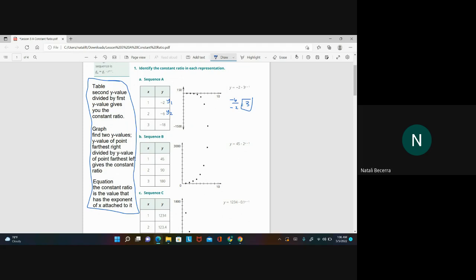Okay, and to see if you did it right, whenever they give you an equation, it says the constant ratio is the value that has the exponent of x attached to it. So if you look here, that's the one. And you see we got the same thing. The constant ratio here is 3. And then whenever they give you a graph, you pick two y values again. You have to make sure they're right next to each other, like this one and this one. You take the right one, and then you divide it by the left one. And that should also give you 3.